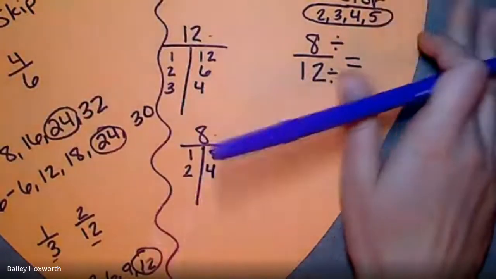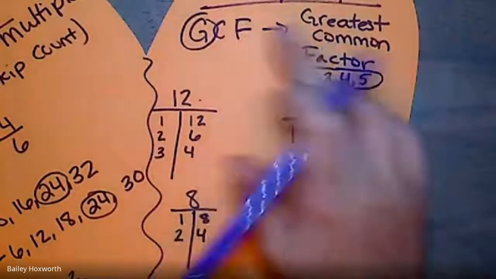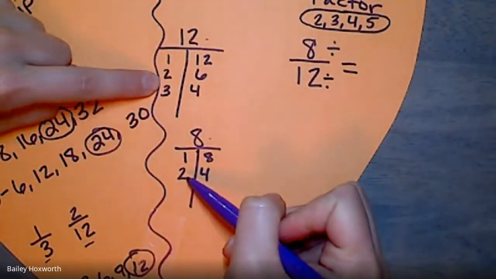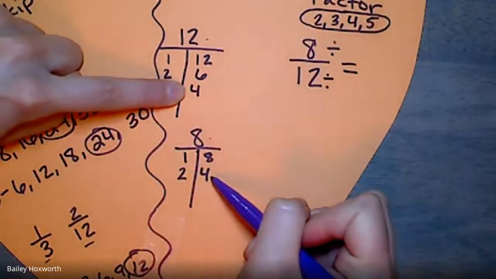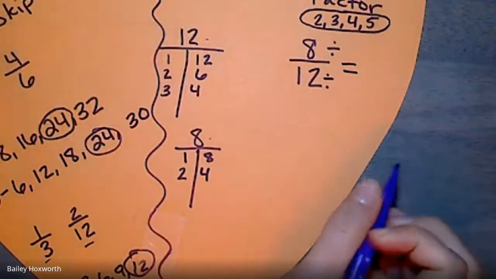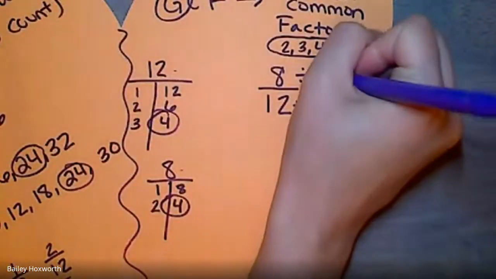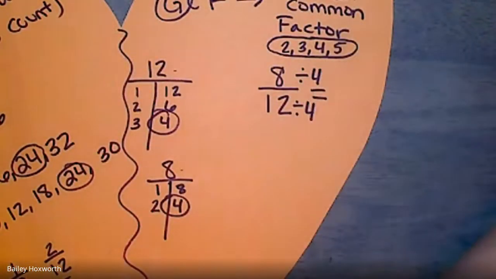So when I look at the factors for 12 and 8, I need to find the greatest one that they have in common. That's what that G tells me. I need the greatest common factor. So they have 1 in common. They have 2 in common. They have 4 in common. Which one is the greatest common? 4. So that means I can divide the top by 4 and the bottom by 4.